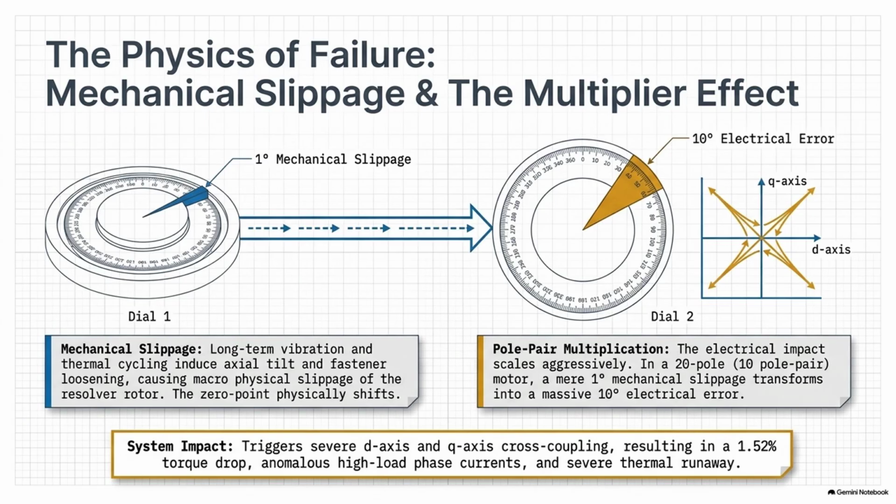Yep. But the third root cause in the source document has nothing to do with physical vibration or screws at all, right? It's completely invisible. It's the human element, commutation data loss.